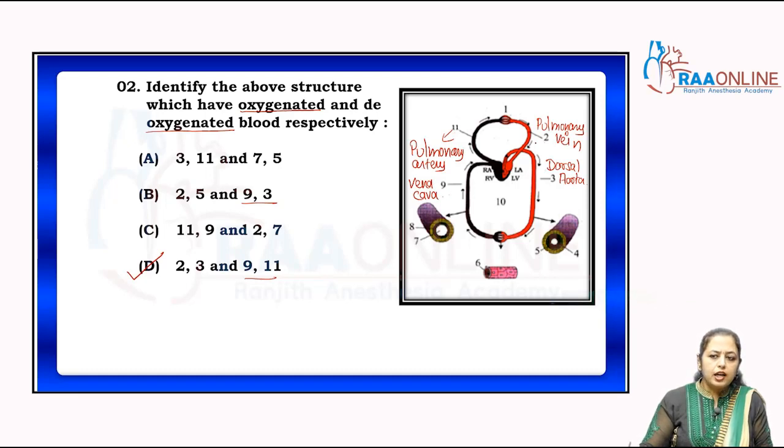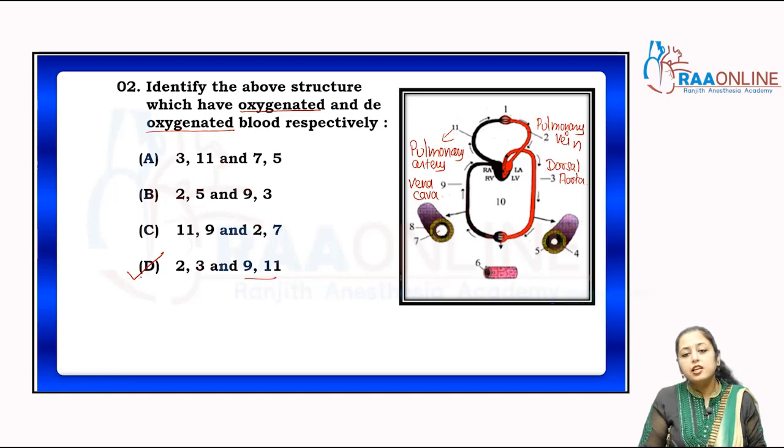9 and 11 and 2 and 3. So the option is that this is correct, but 9 and 3 is the dorsal aorta, right, and it cannot carry the deoxygenated blood. That's why that option is not considered. So the correct answer is D.